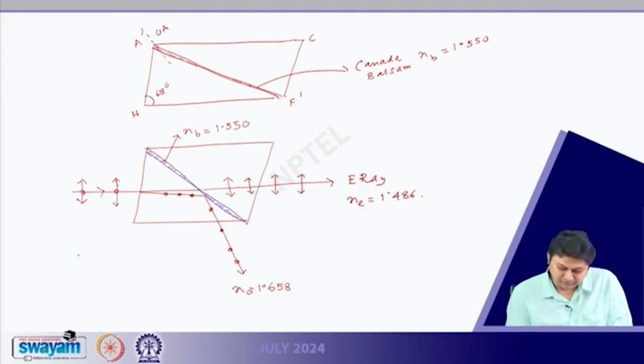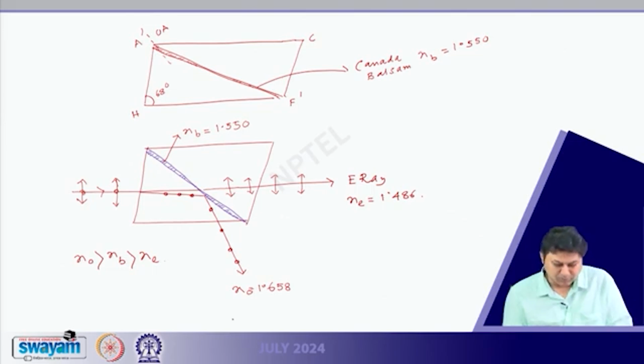So, for this system we can have NO greater than NB greater than NE. So, I can separate out the ordinary ray and extraordinary ray with this structure, because the total internal reflection will be experienced by the ordinary ray only, but the extraordinary ray will simply pass through because its refractive index is less than that. There will be refraction obviously, but it will pass through.